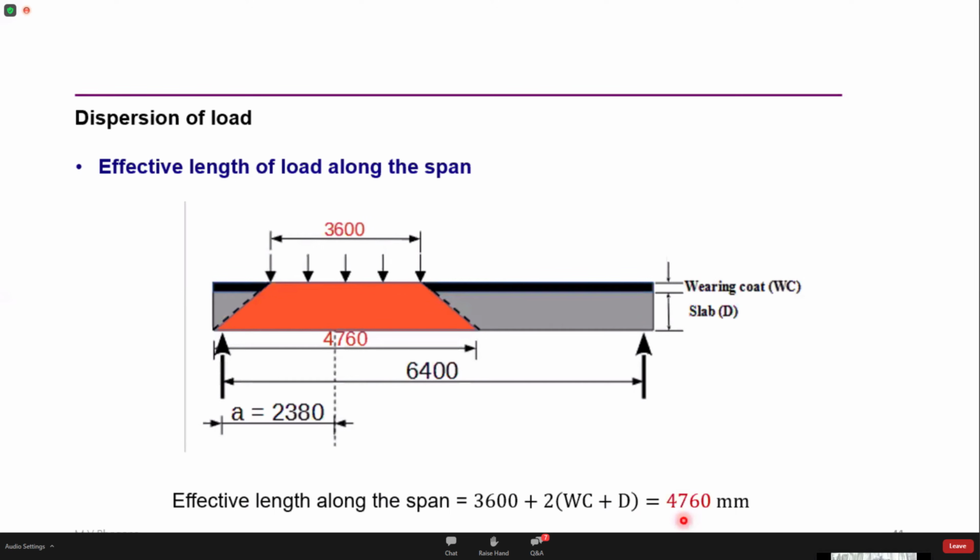That works out, say, 4.76 meters. So what we know now is that the total dispersed length of the load along the span is 4.76 meters. So what we do, we fix this point, one end at the support, and we simply extend the other dimension to the other side. So this becomes the position for maximum shear force. This loading configuration is going to give me the maximum live load shear force.